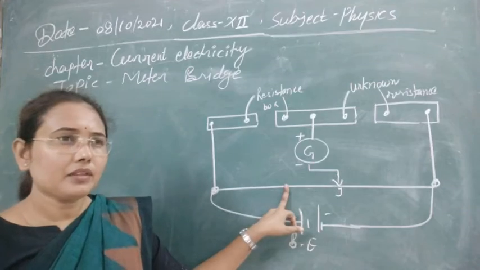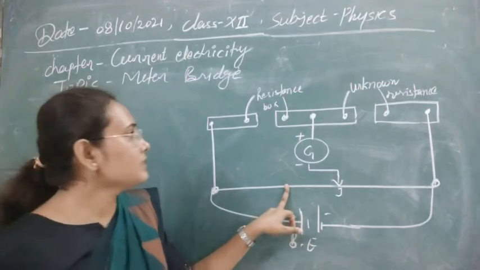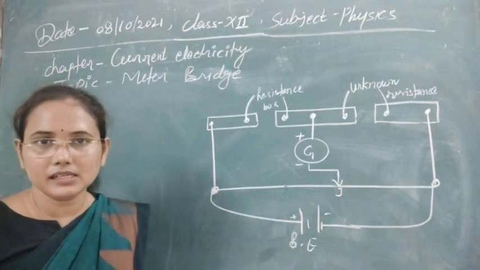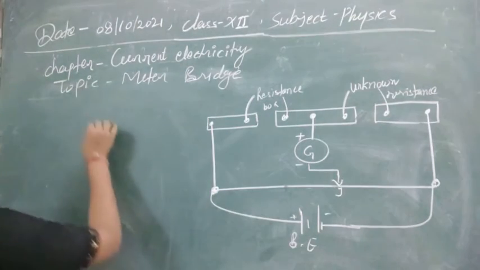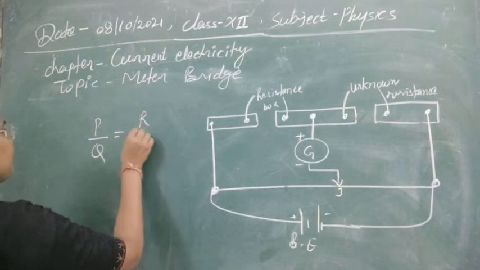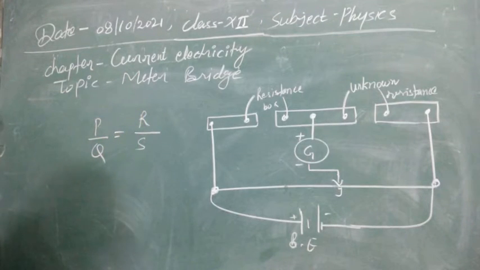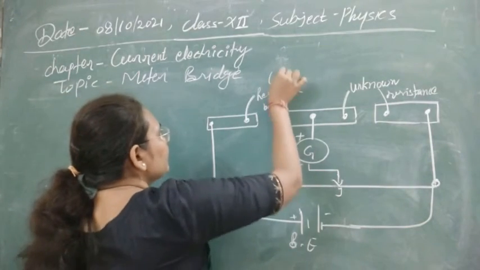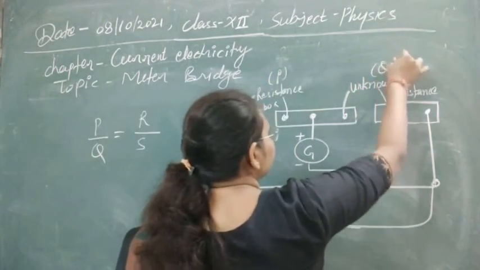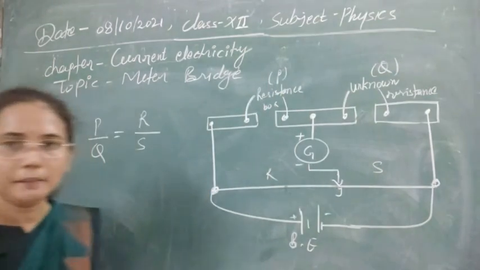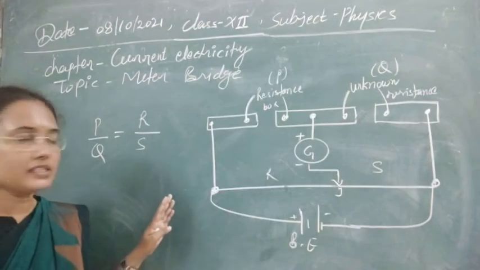Now after this we just use the formula, because our bridge is in balance condition. For balance condition we have the balanced Wheatstone bridge condition, that is P by Q is equal to R by S. So suppose this is now our P, this is our Q, for example this one is R and this one is S. Clear? So these are now our 4 resistances.